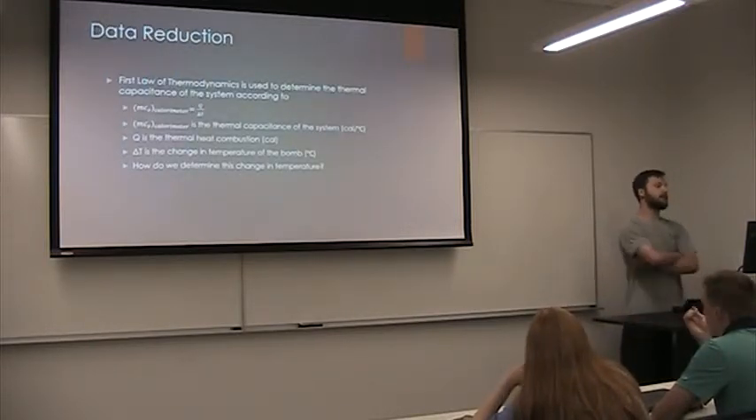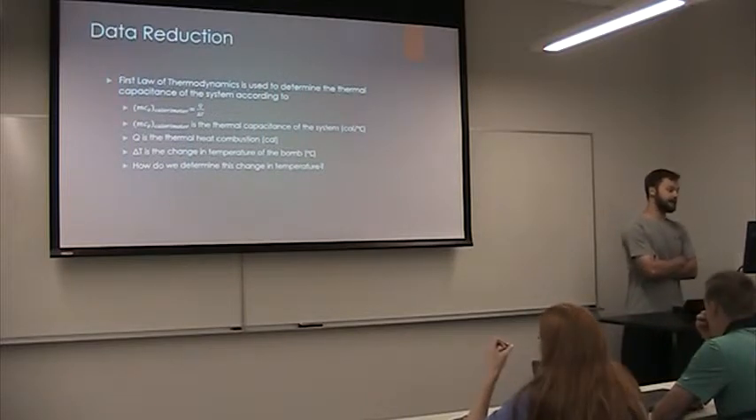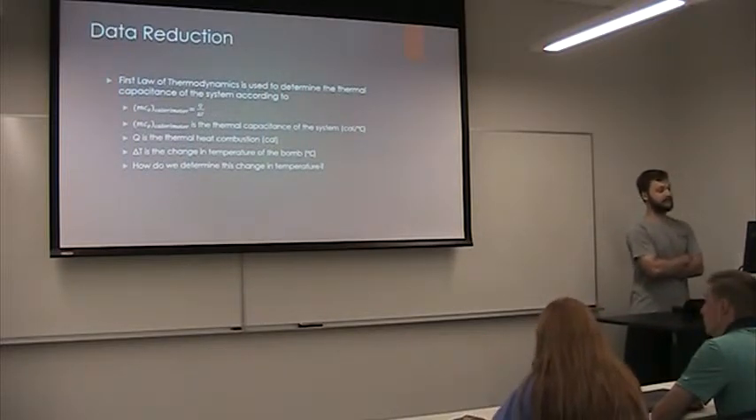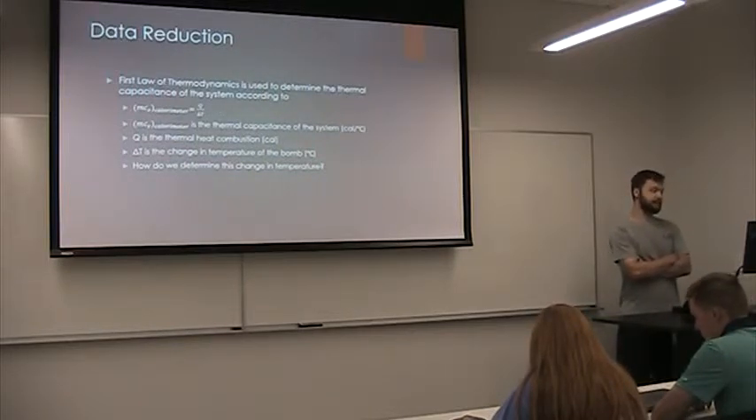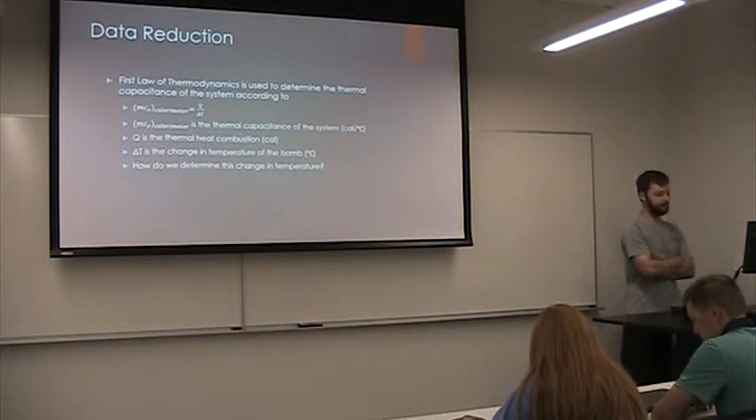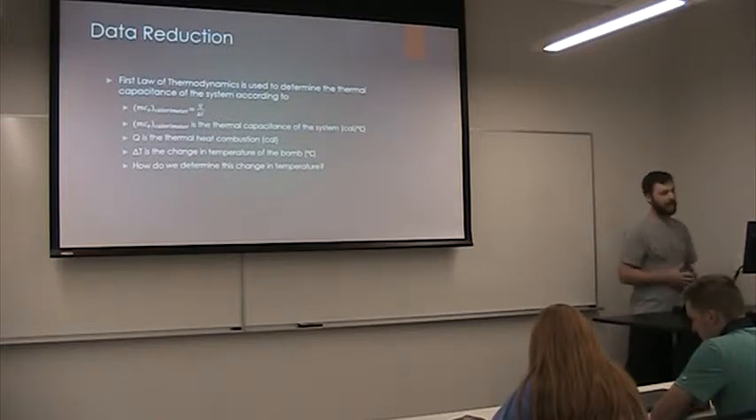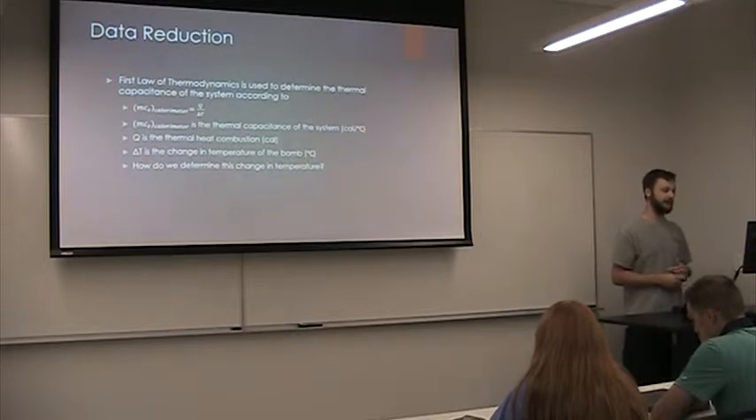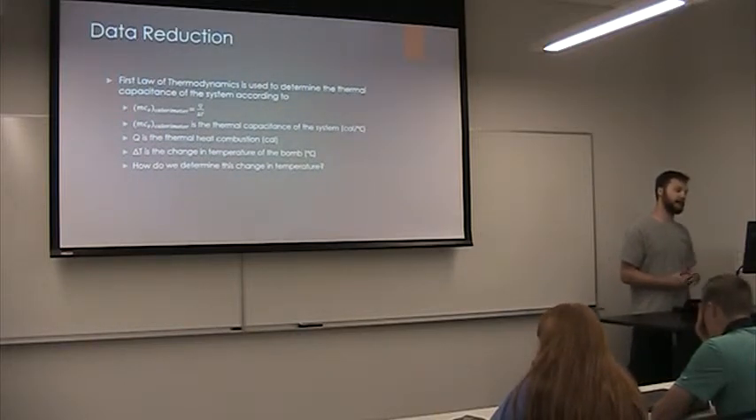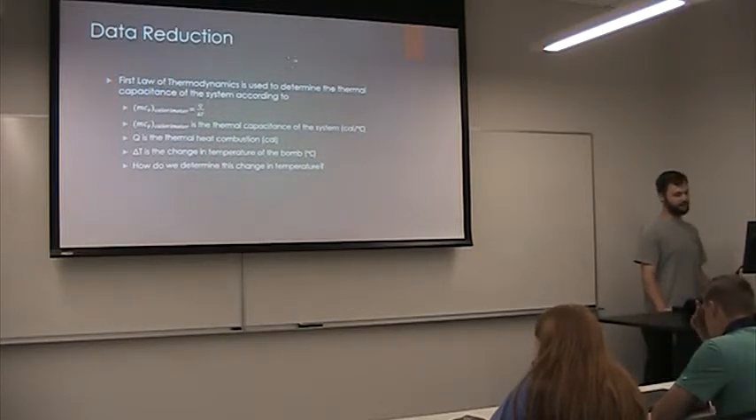We used the first law of thermodynamics to determine the thermal heat capacitance of the bomb calorimeter. Mass times the specific heat is equal to the thermal heat combustion divided by the change in temperature. The thermal capacitance of the system is measured in calories per degree Celsius. Heat was calculated in calories, and our temperature was calculated in degrees Celsius.